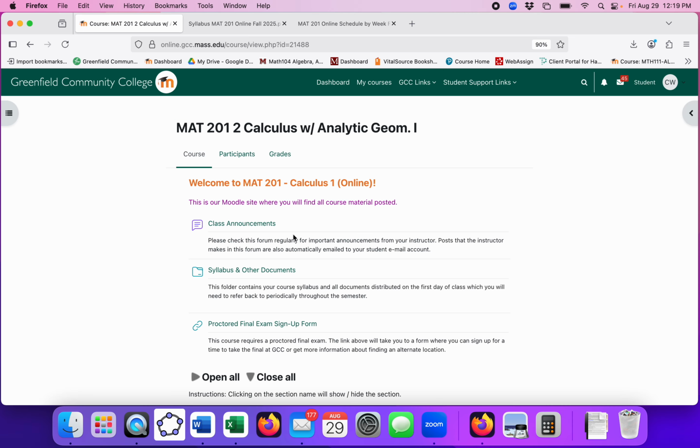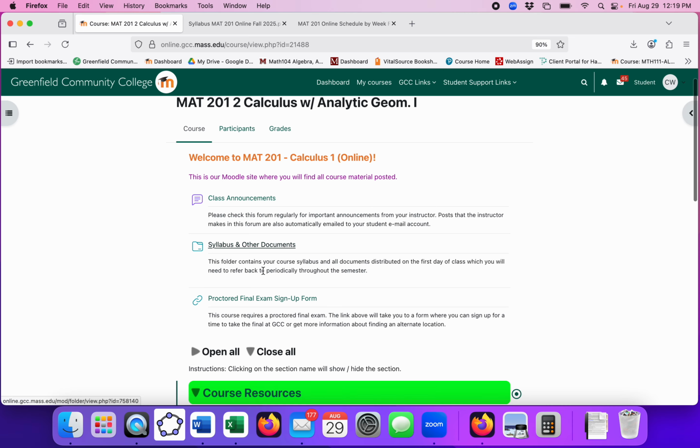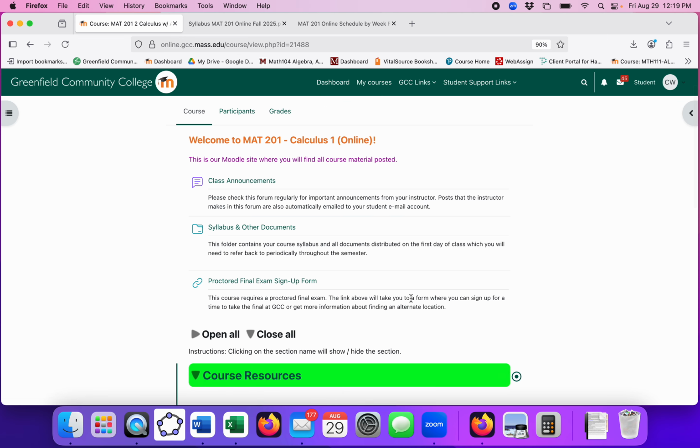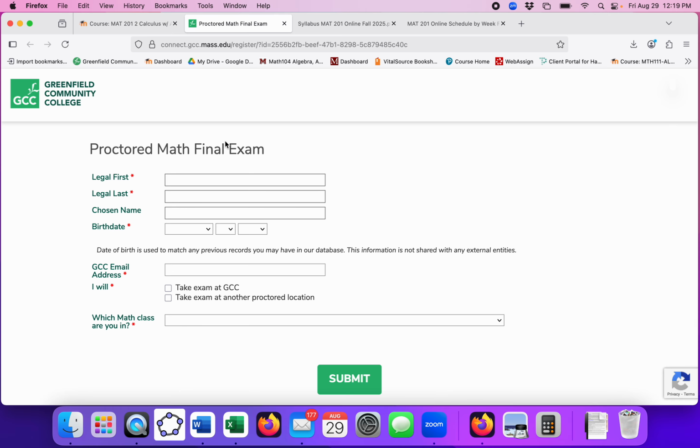Back to our main course page. So class announcements, syllabus and other documents. The next link is the proctored final exam sign-up form. So this course requires a proctored final exam, and the link will take you to a form you can sign up for a time to take the final at GCC or get more information about finding an alternate location. So we'll quickly show you what this looks like. You're going to put in your name and some information, click submit, and you will tell me if you're going to take the exam at GCC or another proctored location. And when you click submit, it'll take you to another page to sign up for dates, etc.